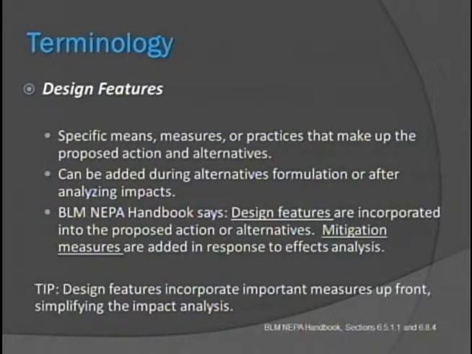The BLM may also impose additional mitigation requirements to address impacts that result from the proposed action or alternatives. This would be considered a reactive response to identified impacts, rather than proactively preventing them.